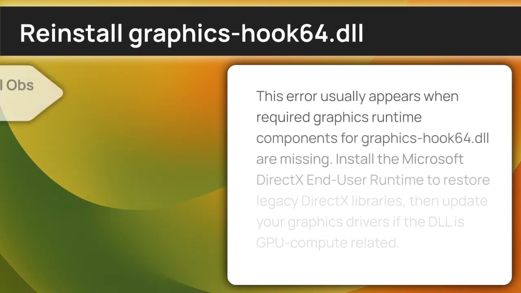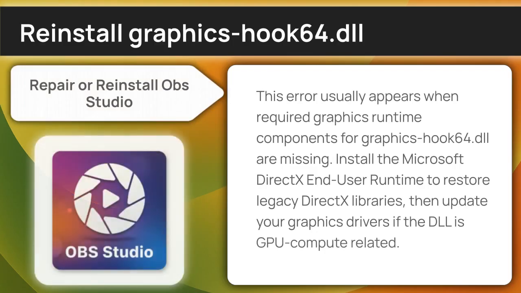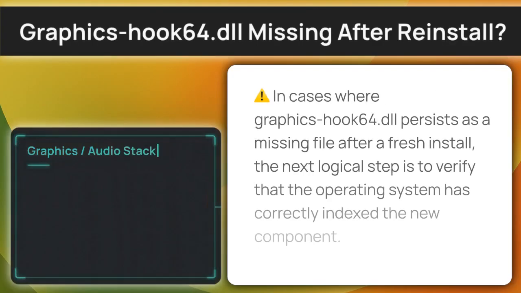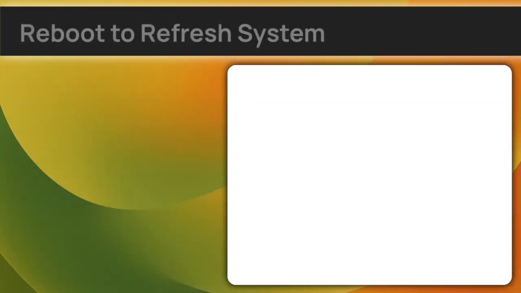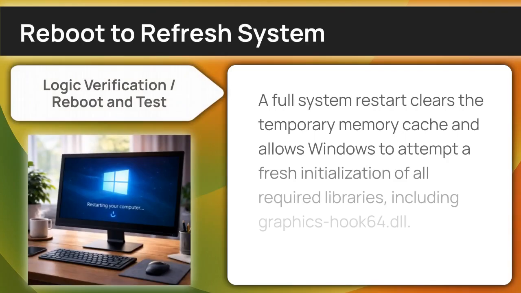This error usually appears when required graphics runtime components for Graphics Hook 64 are missing. Install the Microsoft DirectX end-user runtime to restore legacy DirectX libraries, then update your graphics drivers if the DLL is GPU compute-related. If you are still encountering the error after following the official setup, it's time to investigate the underlying system architecture. A full system restart ensures that no background processes are currently locking the Graphics Hook 64 file. A fresh boot allows Windows to reinitialize its library map from a clean state.